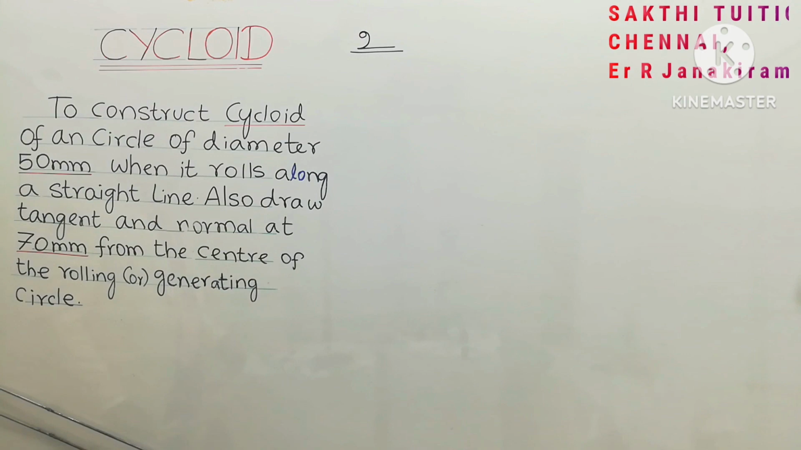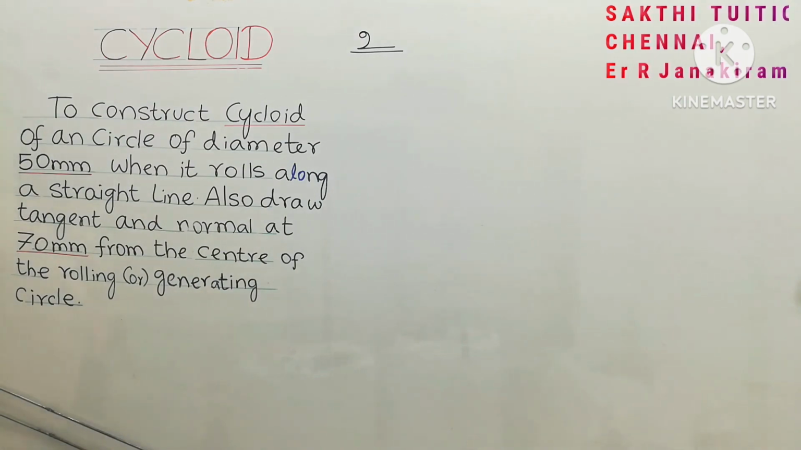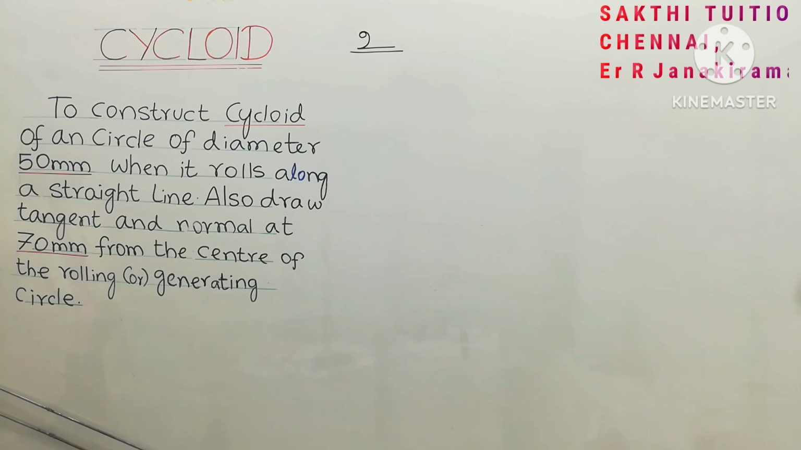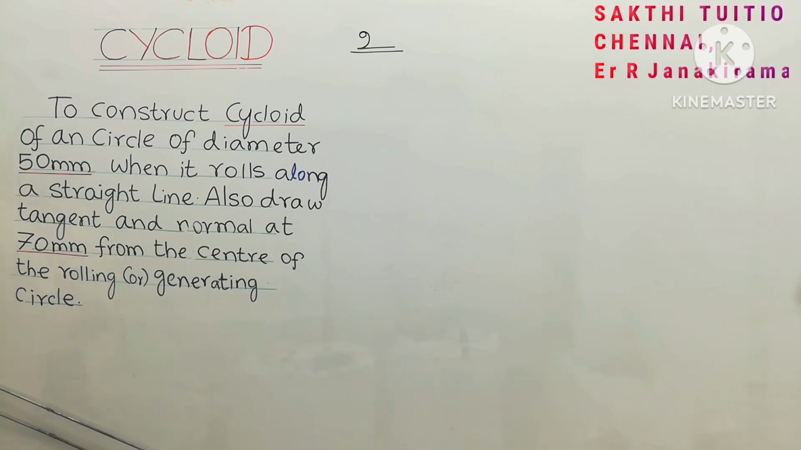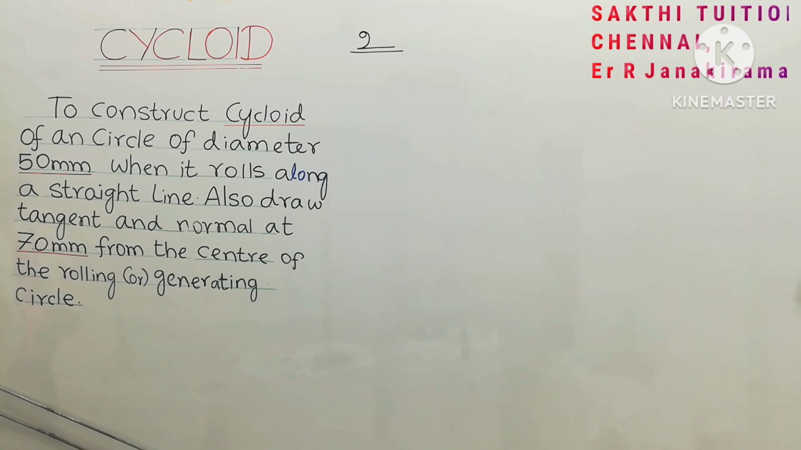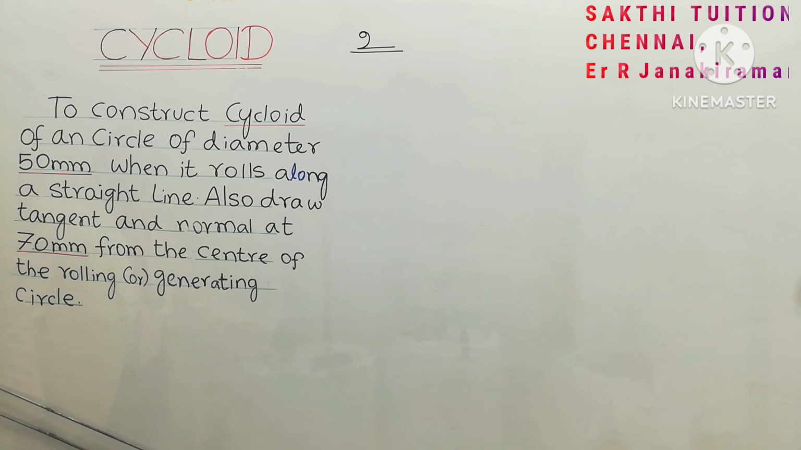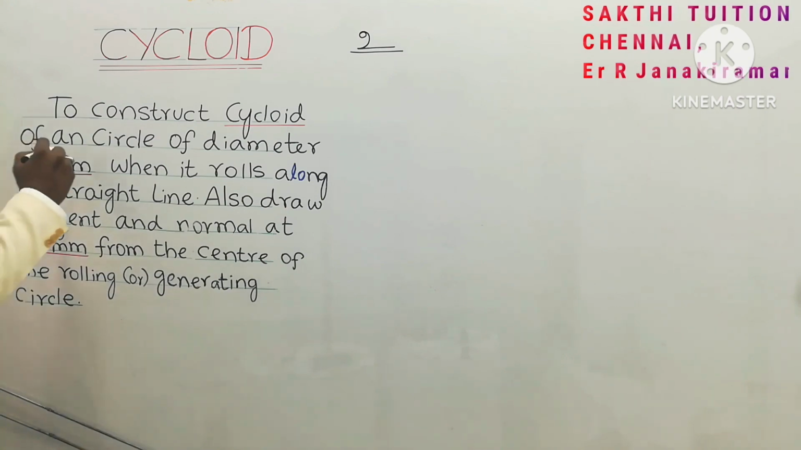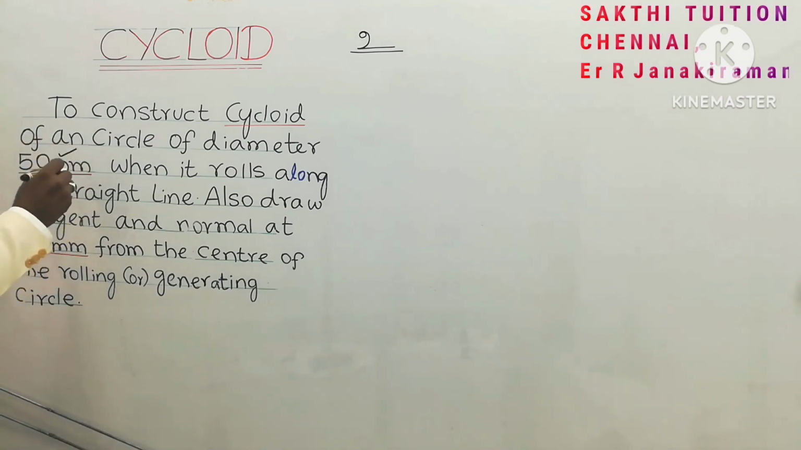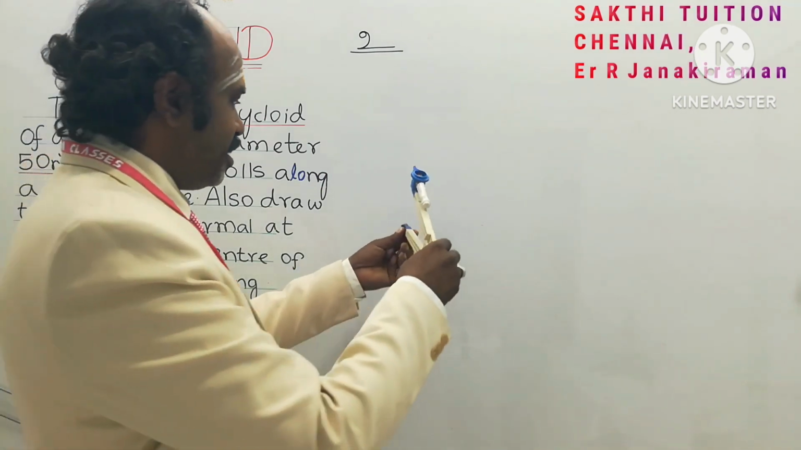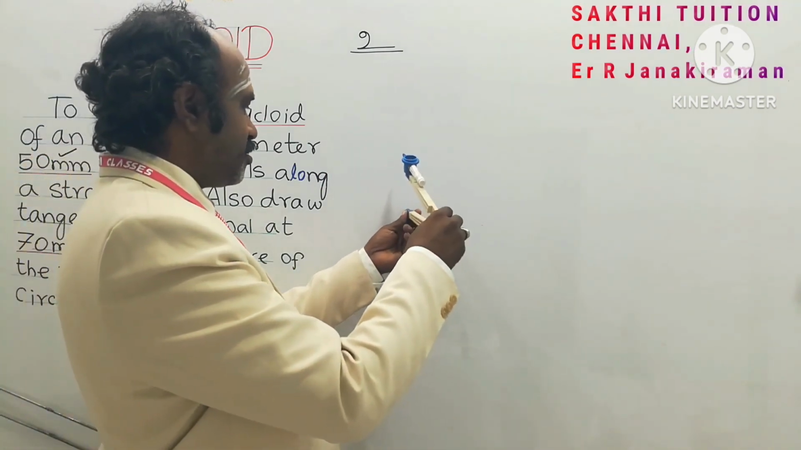So please read the question. To construct a cycloid of a circle of diameter 50 mm when it rolls along a straight line. Also draw tangent and normal at 70 mm from the center of the rolling or generating circle. So the circle size is given as 50 mm. So 50 divided by 2 will be 25 mm, the radius of the rolling circle. So take 25 mm in your compass and draw a circle.